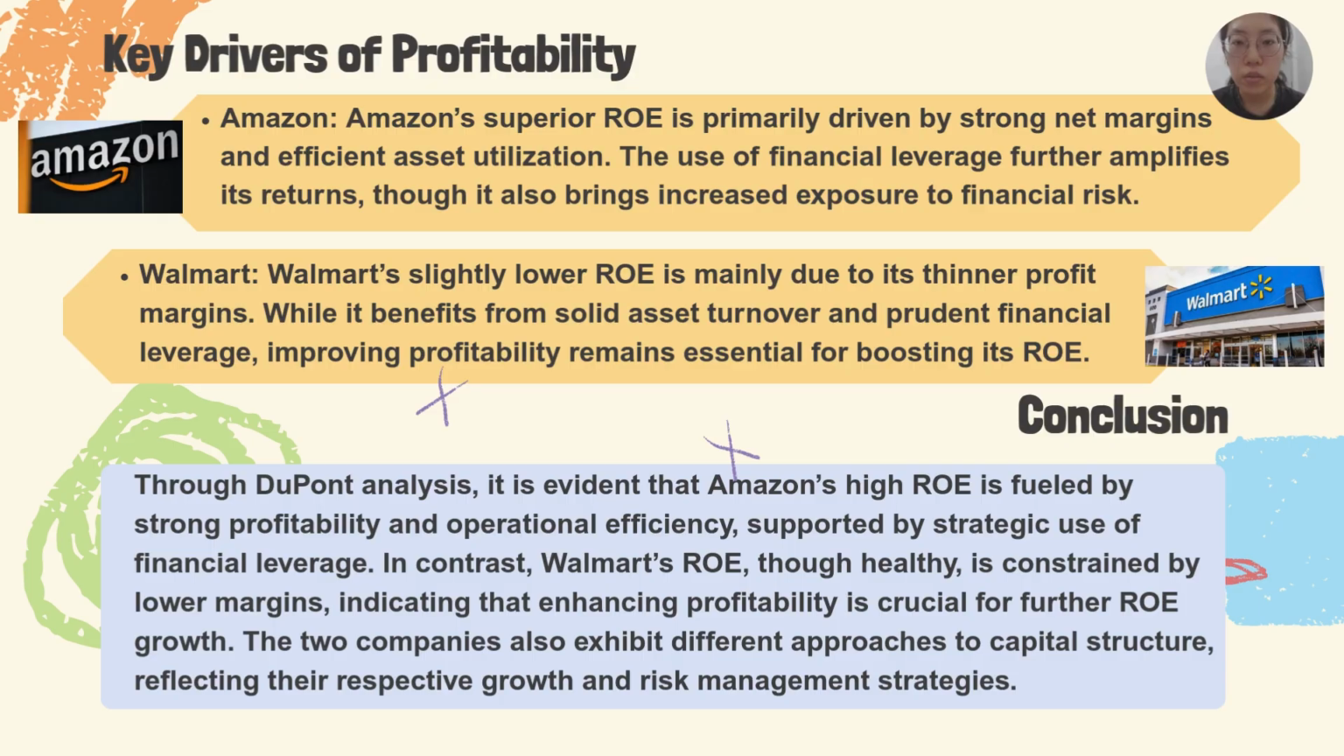So in conclusion, through DuPont analysis, it's evident that Amazon's high ROE is fueled by strong profitability and operational efficiency, supported by strategic use of financial leverage. In contrast, Walmart's ROE, though healthy, is constrained by lower margins, indicating that enhancing profitability is crucial for further ROE growth. The two companies also exhibit different approaches to capital structure, reflecting their respective growth and risk management strategies.